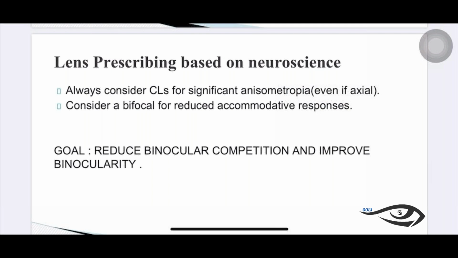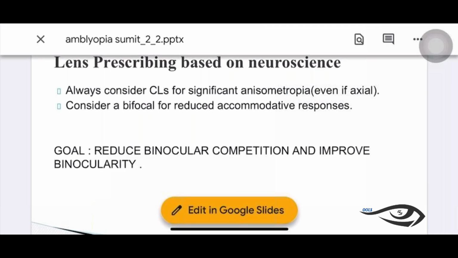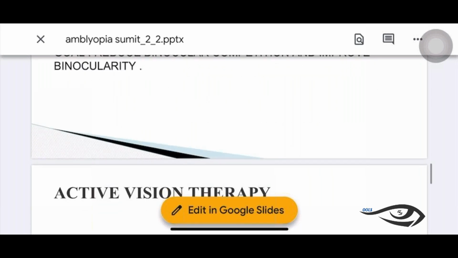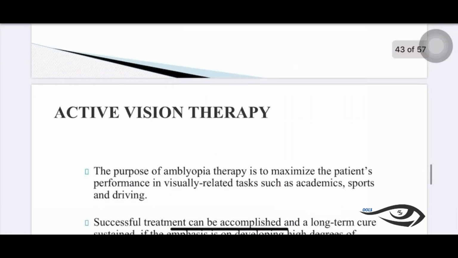It reduces the binocular retinal rivalry, we can say, which is the competition between both the eyes. It decreases the retinal rivalry, which will give you the binocularity in both eyes. So whenever we prescribe contact lenses, our main goal behind this is to reduce binocular competition and improve binocularity. Now, next is your active vision therapy.